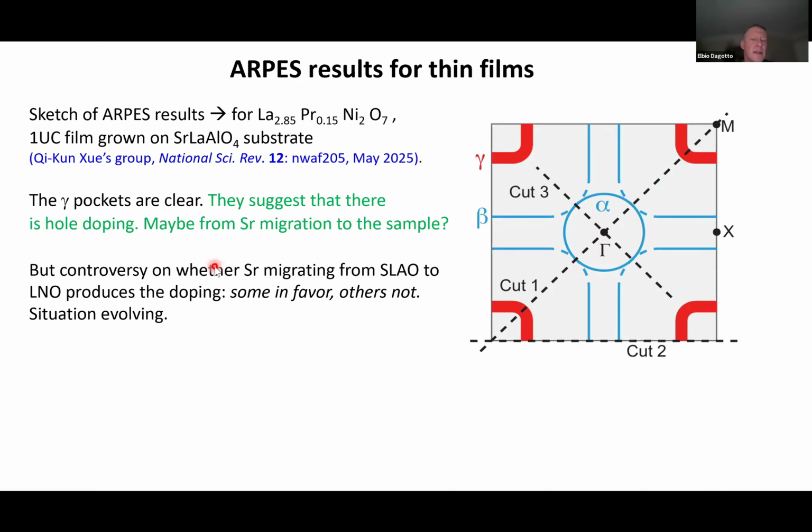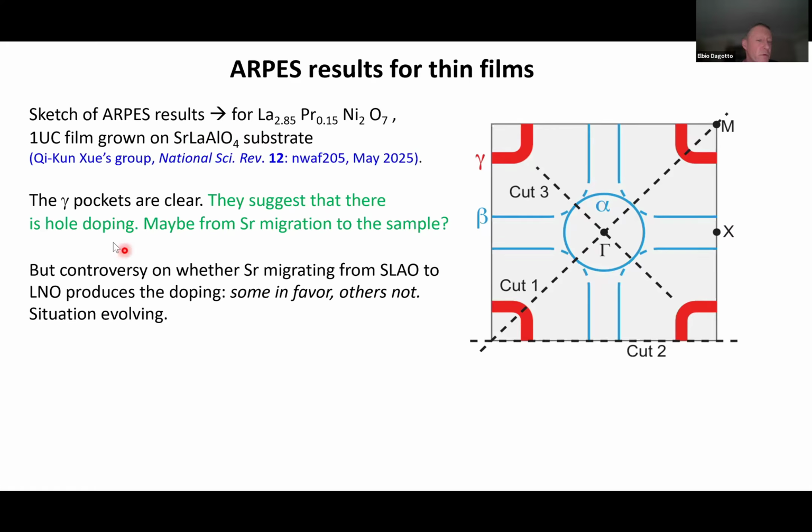But there is a controversy. So the issue is from where comes. Together with the ARPES, they did some DFT plus U calculations, and they noticed that in order to match the size of the gamma pocket, they needed some extra hole doping. Otherwise, the gamma pocket was too small. So they added hole doping, and at that point, they blamed the possibility of a strontium migration from the substrate to the sample. The strontium is part of the substrate. There is a possibility, why not, that at the interface between this material and this material, you may get a partial replacement of lanthanum or praseodymium by strontium. They have different valencies that would correspond to hole doping.